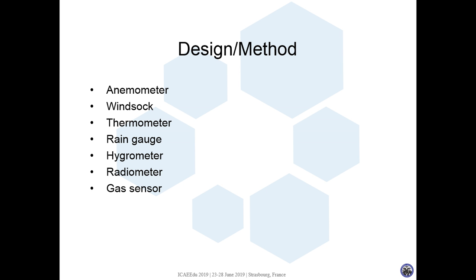Seven sensors were chosen to be part of the weather station: anemometer, windsock, thermometer, rain gauge, hygrometer, radiometer, and the gas sensor. To investigate their reliability and create their error curve, the Student t-statistic distribution was used, and the students in class calculated metrological variables such as repeatability, random error, tendency, and systematic error.